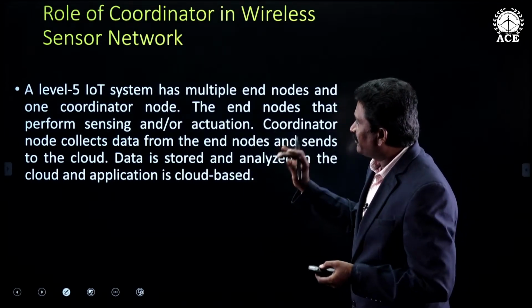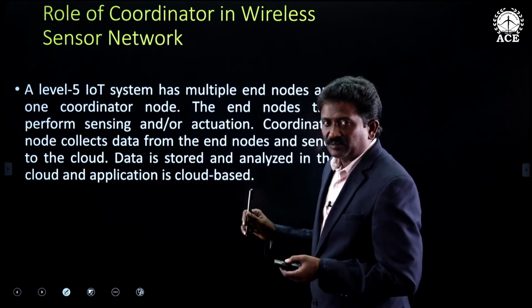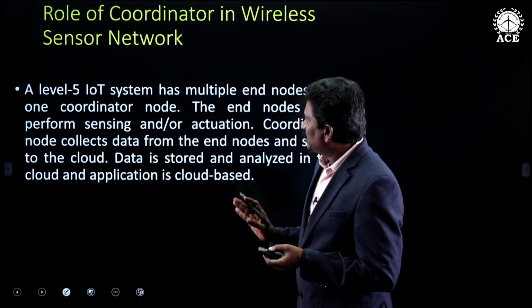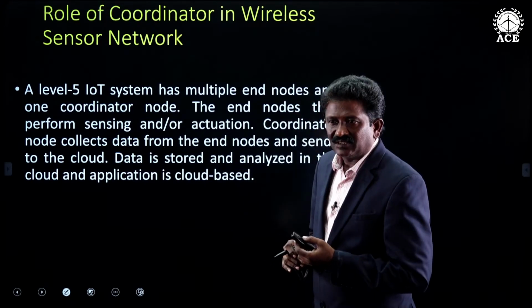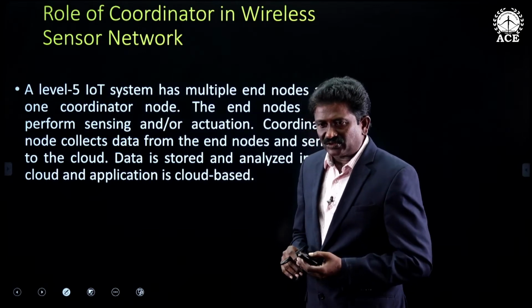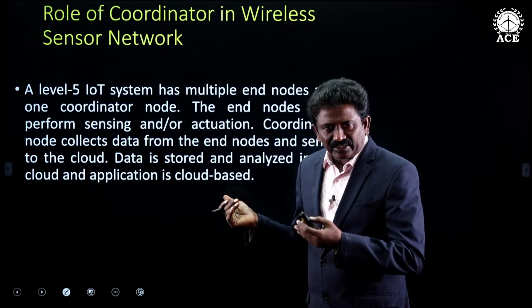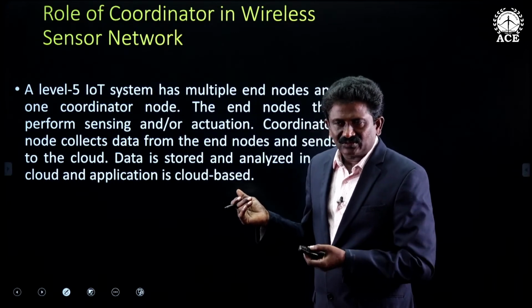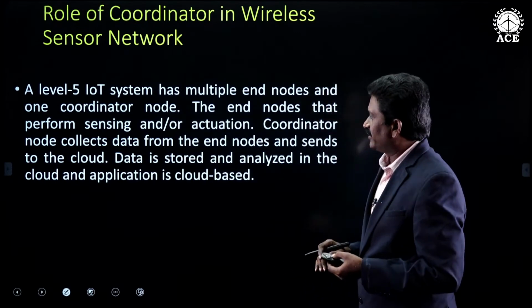Next one, level 5. In this case, we are using multiple nodes and one coordinator. With the help of multiple nodes, you can collect data. With the help of the coordinator, you can collect data from the nodes. So this is the main role of the coordinator in the wireless sensor network.